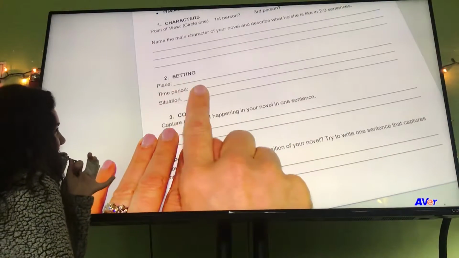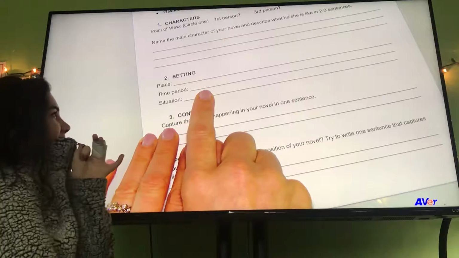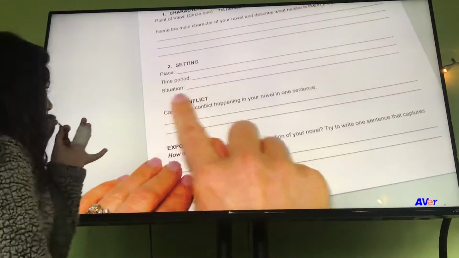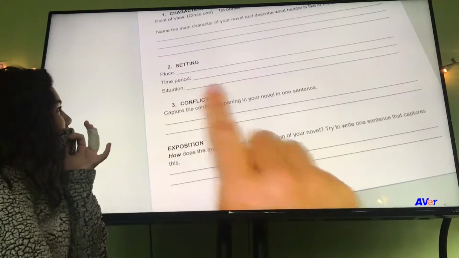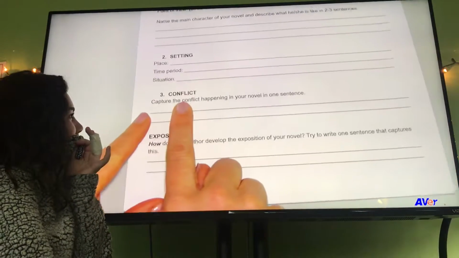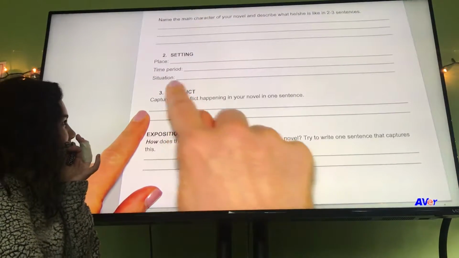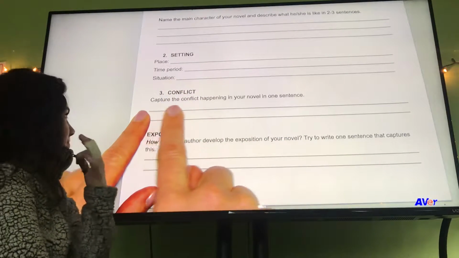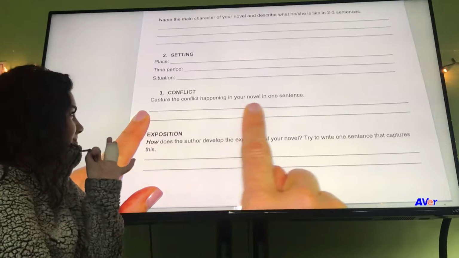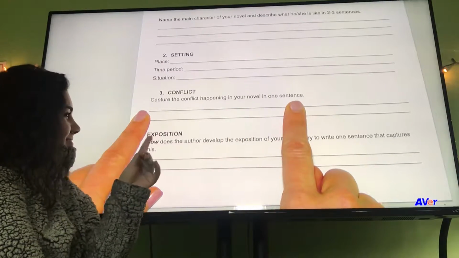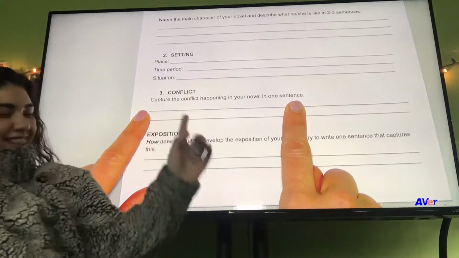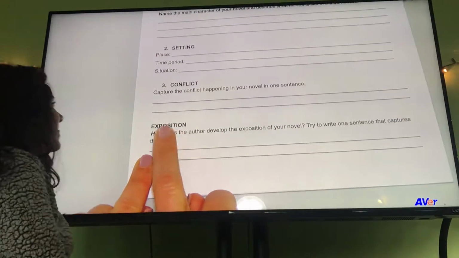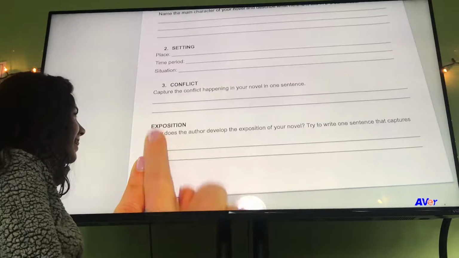So setting, you're going to put the place, the time period, and you're going to be correct about it, not like I just was. And the situation, the environment surrounding the character. And then your conflict, in this case the situation and conflict are about the same thing, but here you're going to capture the conflict happening in your novel in 1 sentence. In what kind of sentence? 1 complete sentence. Okay, so this is the hard part.